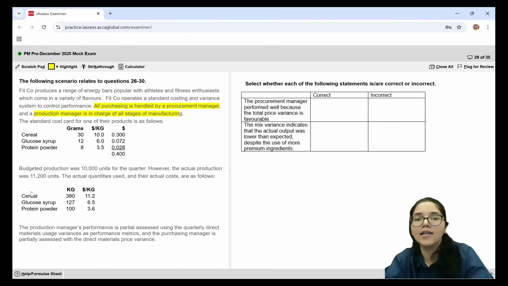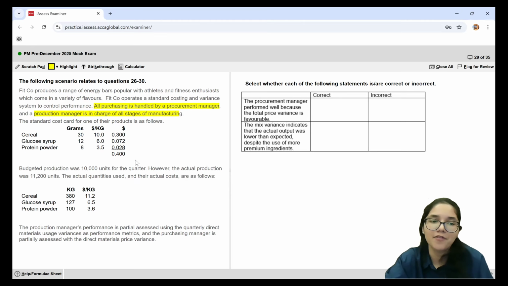Heading towards the second last question basis this case study now. The statement, you have to choose whether it's correct or incorrect. First statement tells you that the procurement manager performed well because the total price variance is favorable. So if you have a look at the prices, guys, we were supposed to get cereal for 10 per kg. We actually got it for 11.2. Glucose syrup was supposed to be 6. This procurement manager got it for 6.5. Protein powder also was meant to be 3.5. He ended up getting it for 3.6. So no, the procurement manager did not perform well because the price variance overall is going to be adverse.